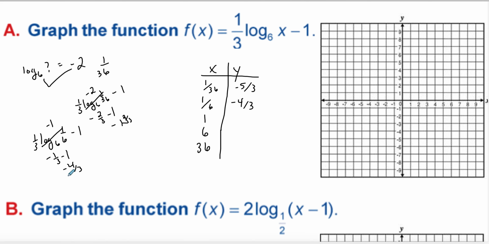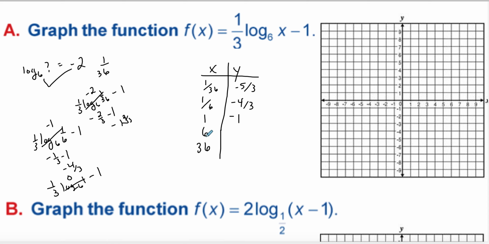Okay, let's do the 1. So 1/3 log base 6 of 1 minus 1. So 6 to what power gets me a 1? That turns that log into a 0. 1/3 times 0 is a 0, so we get minus 1.